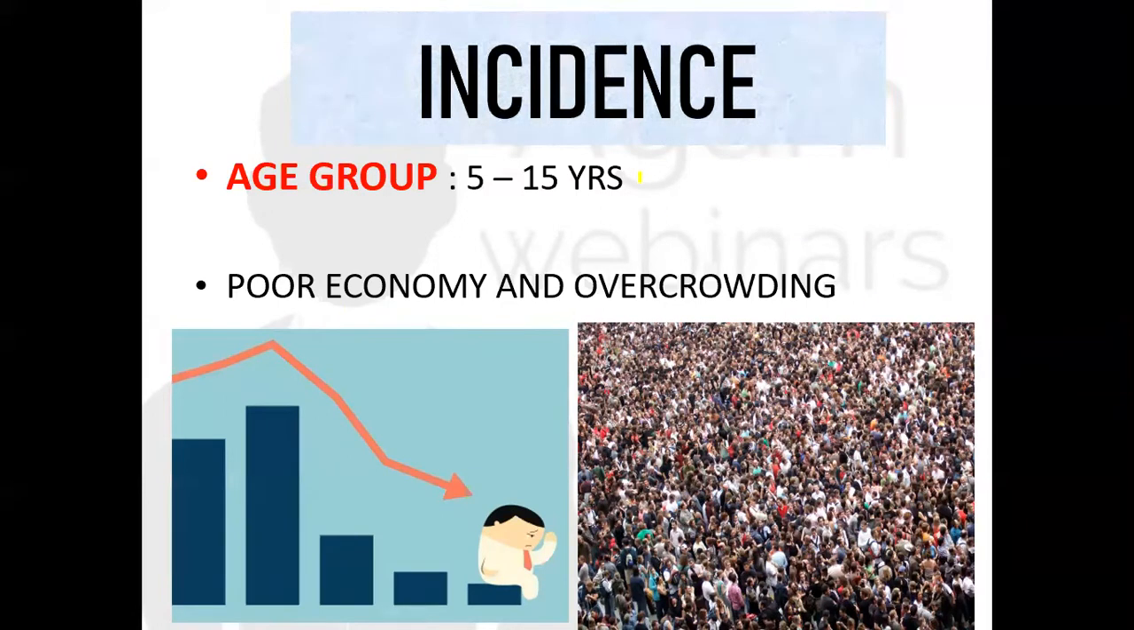So approximately between the age of 5 to 15 years, incidence is higher. Okay, and then one predisposing factor of this disease is going to be poor economy and overcrowding. Okay, so now it is not possible, right? But in general, poor economy, this had happened because of COVID, but this is not there. Okay, so age group, poor economy and overcrowding, these are two factors that I wanted to share here.